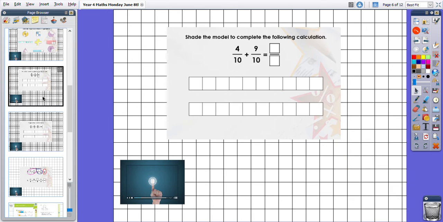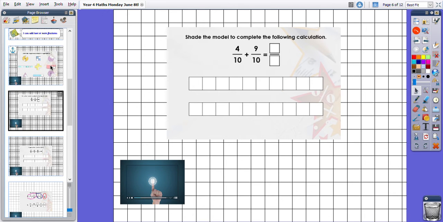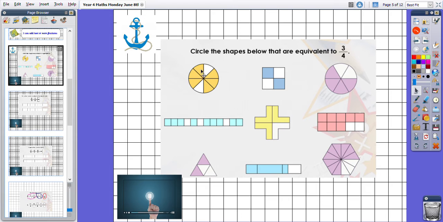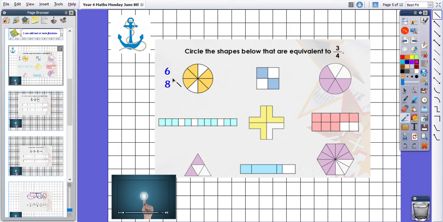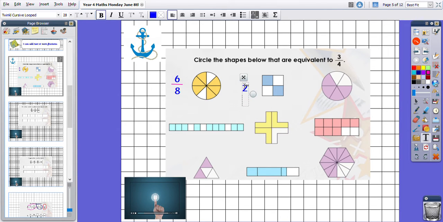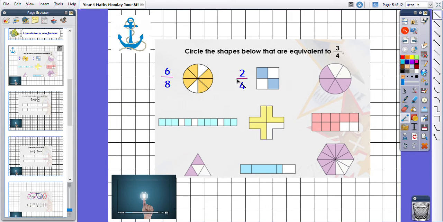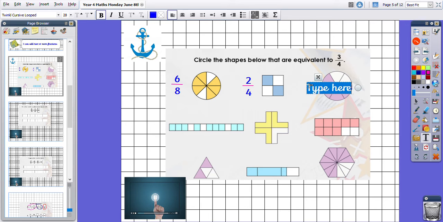Okay, so going back to those few questions that you have worked out, anchor task. Okay, you can see that here we have 1, 2, 3, 4, 5, 6, 7, 8 equal parts, and 6 of them are shaded. So the fraction shown is 6/8, and 6/8 is equivalent to 3/4. This shape here shows 2/4, which is not equivalent.